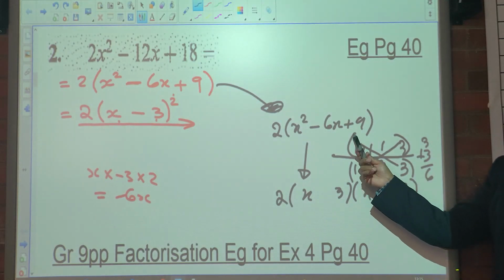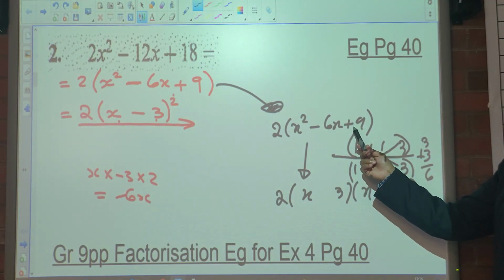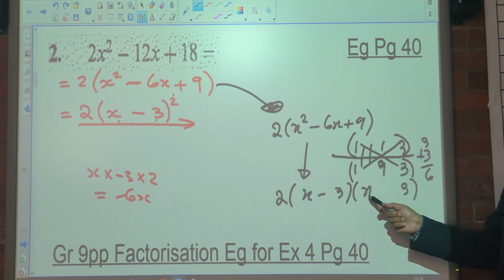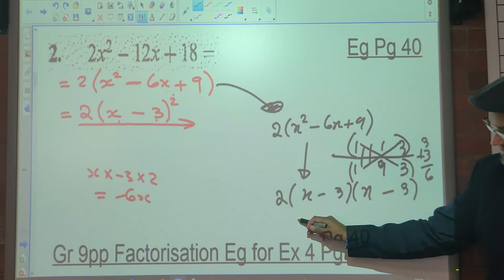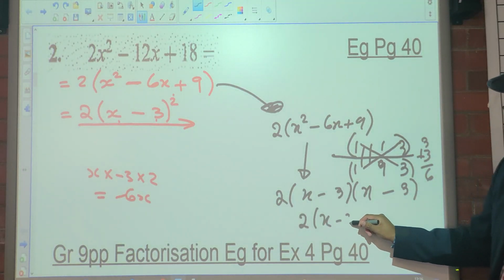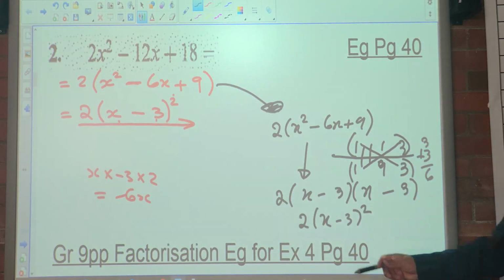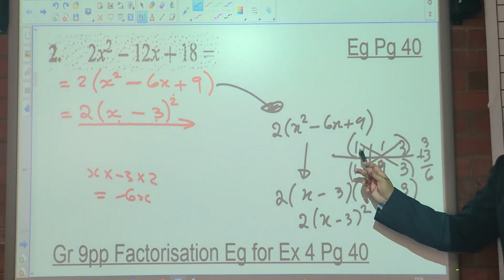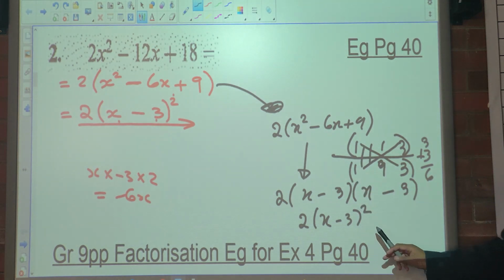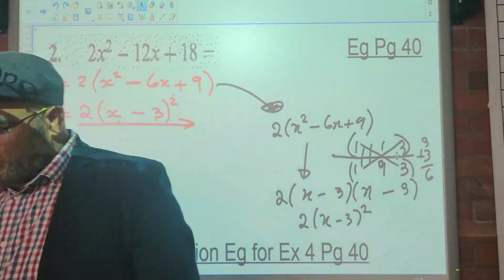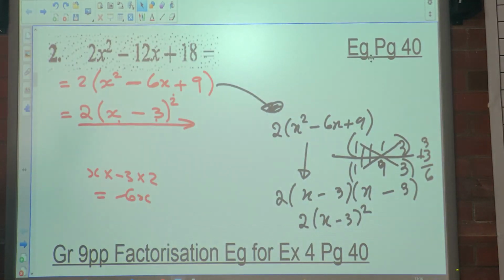What about our sign? Same sign or opposite sign? Same sign. Both are going to be negative. So what do we notice? It's the same. So it can be written as 2 into x minus 3 squared. You see how much more work there is if we don't pick up the perfect square trinomial from the beginning? Okay? But both ways you'll get your full 3 marks. Okay?